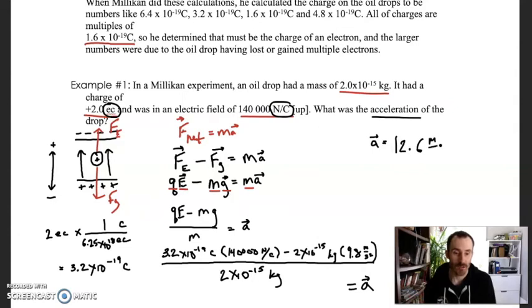That's 12.6 meters per second squared. And my answer was positive, and I said at the very beginning that positive was up for me, so my acceleration is going to be up. So that means that the field strength is much stronger than the force of gravity in this case.